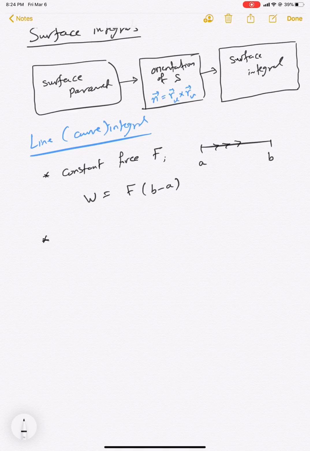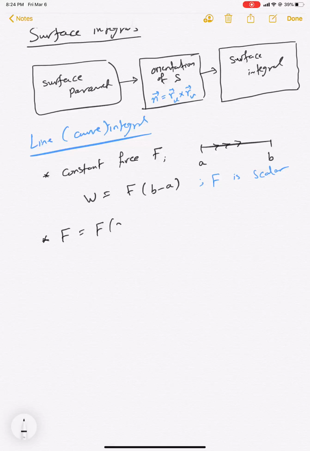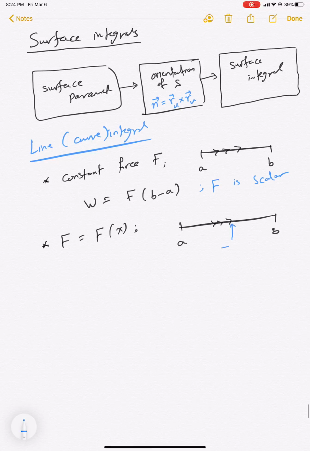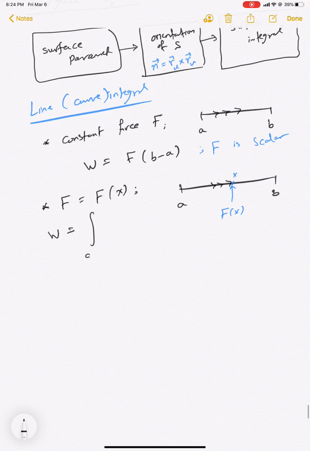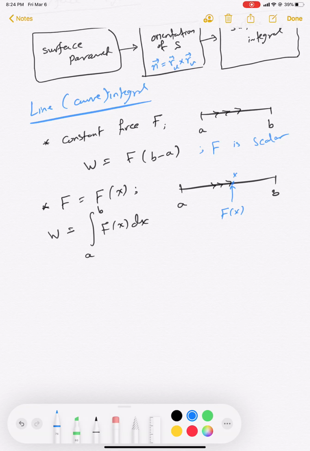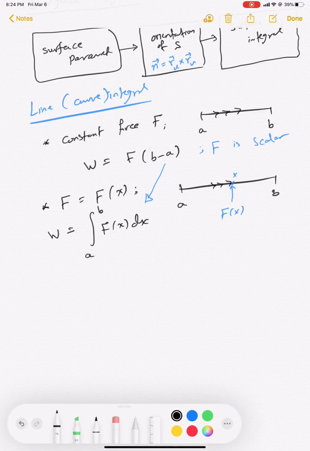Of course, here the F is scalar. Then, if the force is a function of x, it's the same thing. You're moving an object from A to B, but this time the force value depends on the position x. So at each x there is a certain force. In this case, the work done by this force is the integral from A to B of f of x dx, and we discussed in class how to move from this formula to this formula by taking a partition of the interval AB.